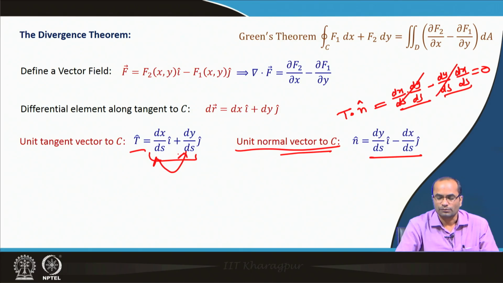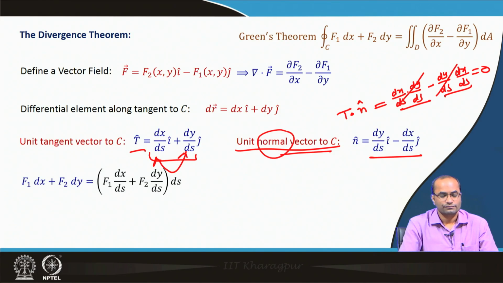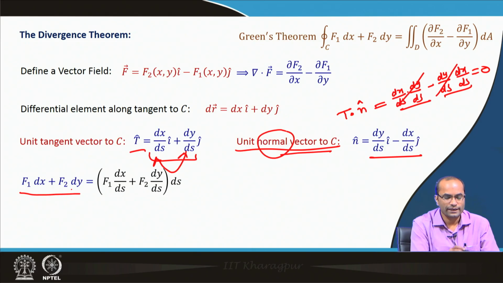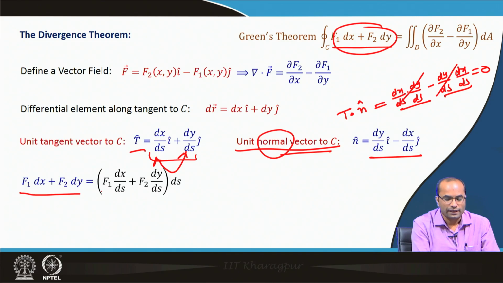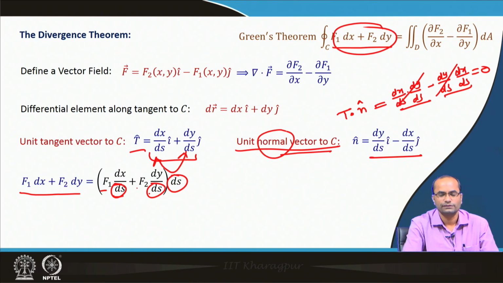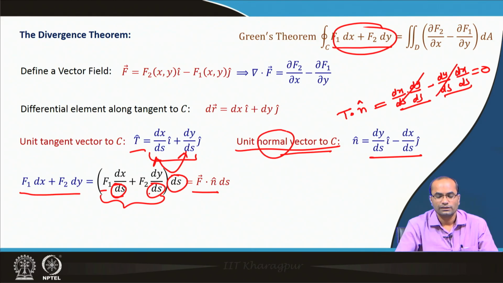So we have precisely this normal vector to C at a general point x, y. Then we can write f1 dx plus f2 dy, the integrand of the left hand side in Green's theorem, as f1 dx over ds plus f2 dy over ds, multiplied by ds to compensate for the differential element. And now we can observe that f1 dx over ds plus f2 dy over ds can be written as a dot product with the normal vector.